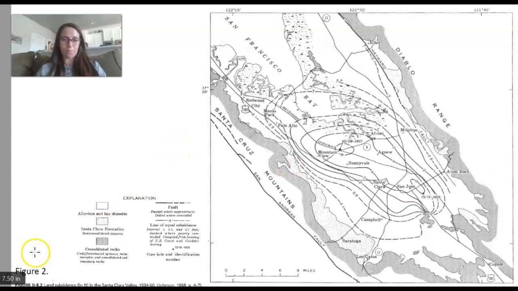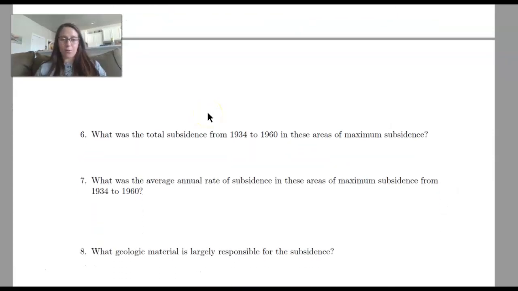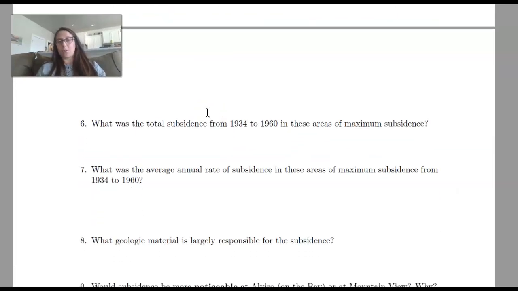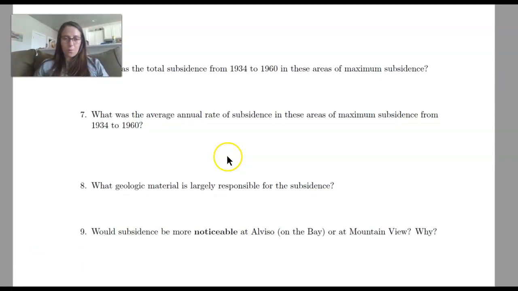Okay, all right, so let's go down the questions. What was the total subsidence from 1934 to 1960 in these areas of maximum subsidence? Based on those contour lines, you can tell me what the maximum subsidence was. All of these are measured in feet, just so you know. Okay, what was the average annual rate of subsidence in these areas of maximum subsidence from 1934 to 1960?